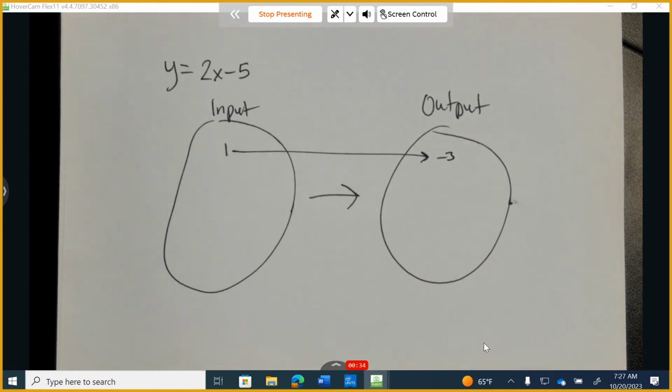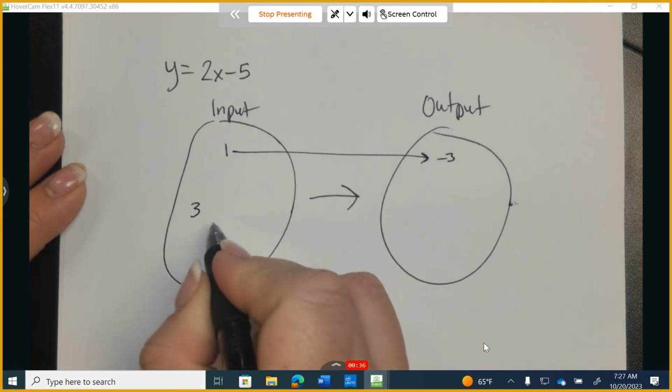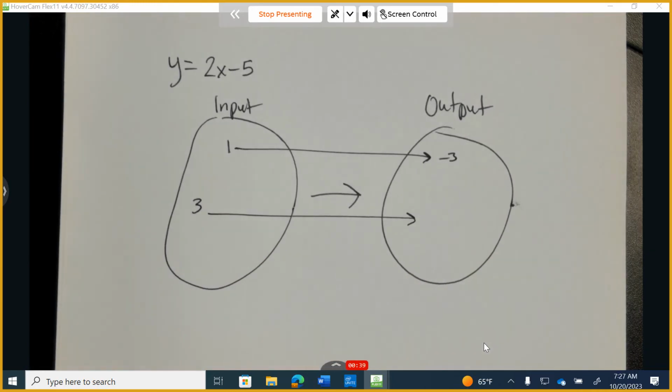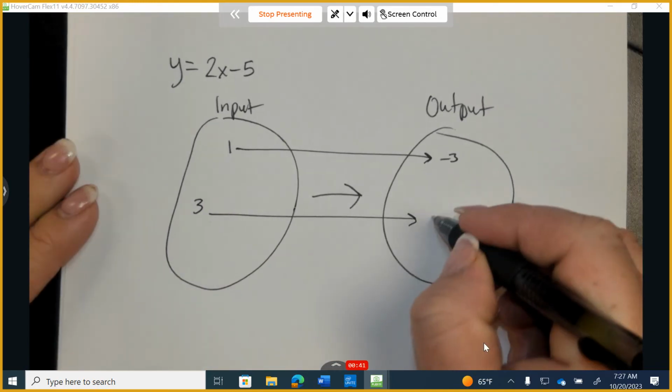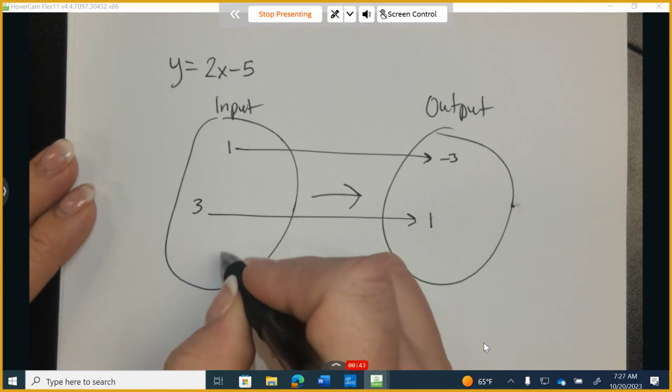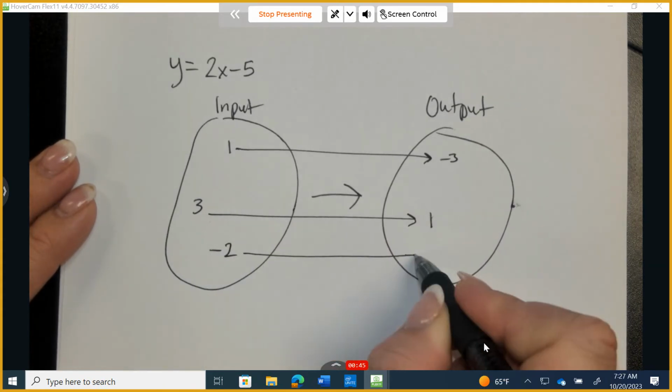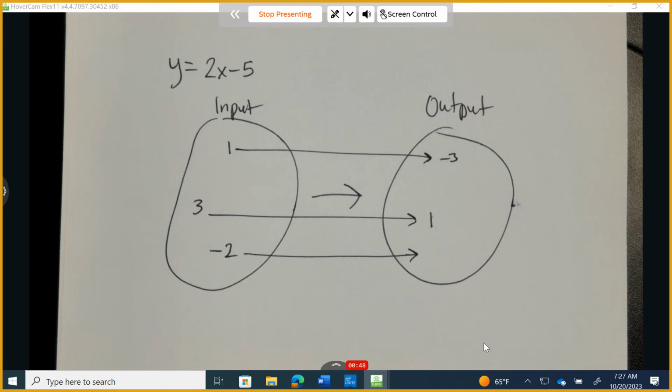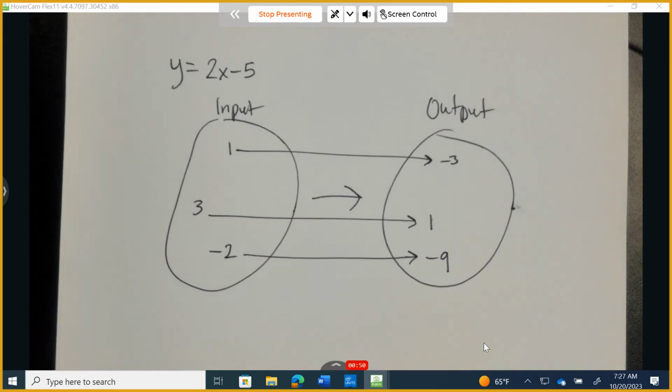I'm only going to do 2 points here. We're not going to go crazy with this. I choose another number, 3. I plug in 3. What does 3 map onto? 1. Well, let's make this a little bit more difficult. Let's put in a -2. What does -2 map onto? -9. Is everybody cool with that?